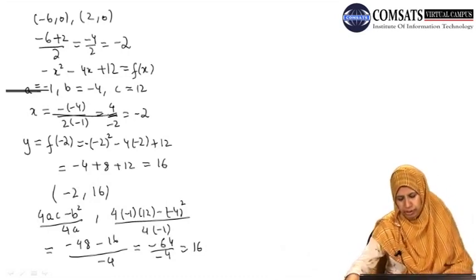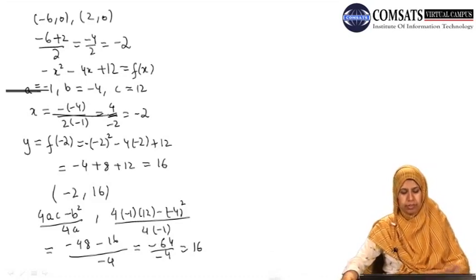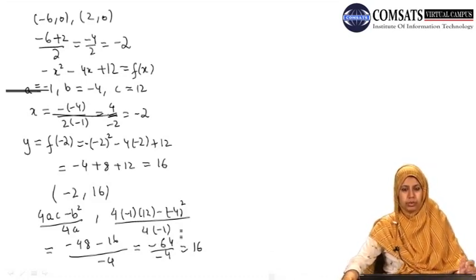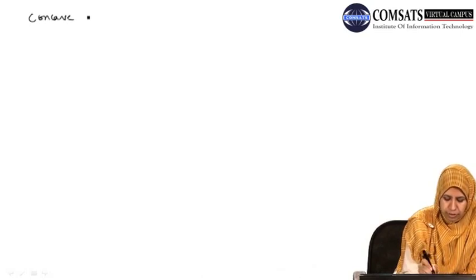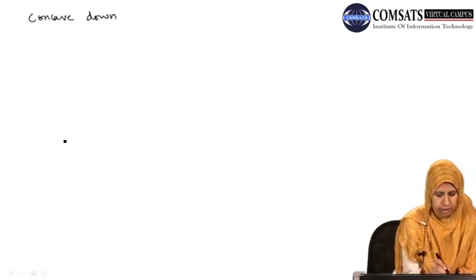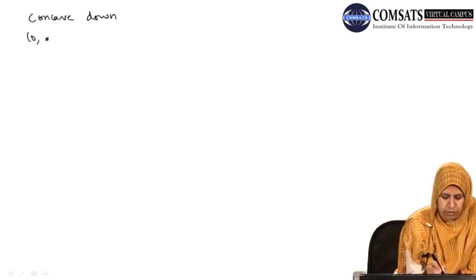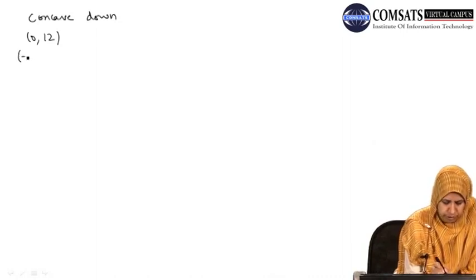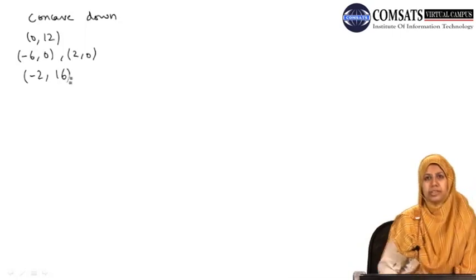Okay, now we have all the required information and we will sketch the graph of this quadratic equation. First information was that the graph will be concave down. The y-intercept was (0, 12). We have two x-intercepts, namely (-6, 0) and (2, 0), and the vertex has coordinates (-2, 16).